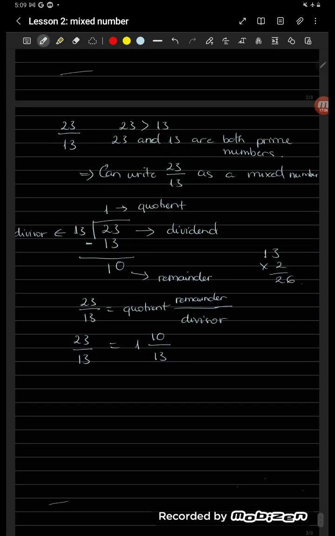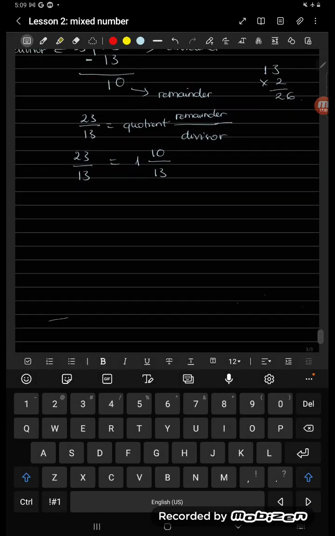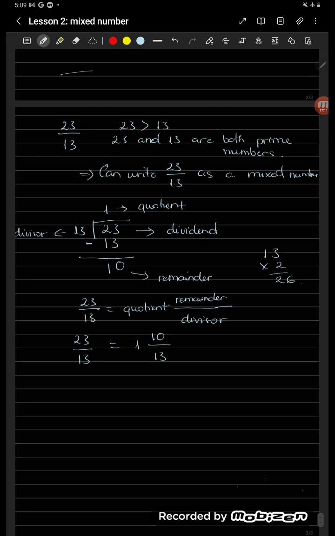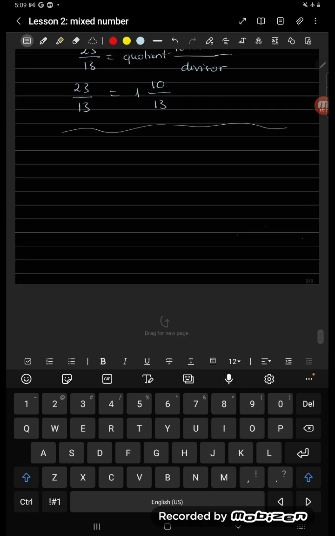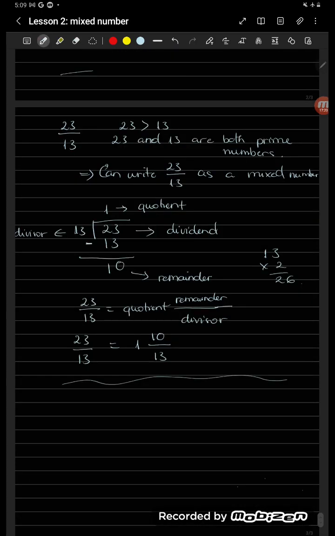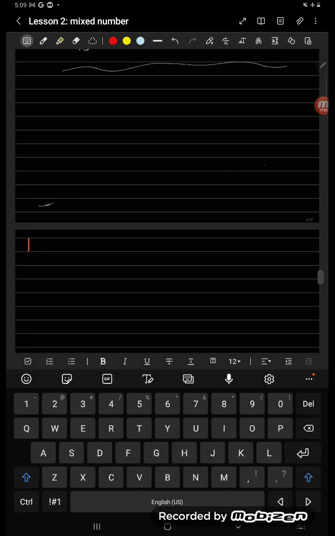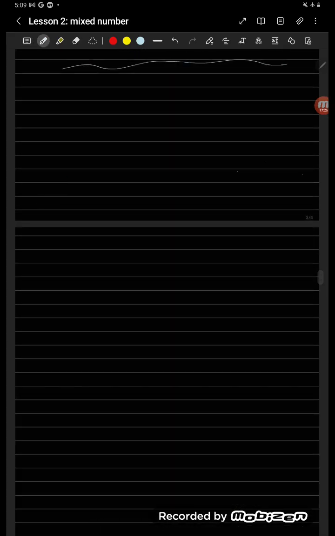So we'll take another example. Okay, let's say we take something a little bit bigger. Let's say the fraction 112 over 10. Okay, so how can we write this as a mixed number?